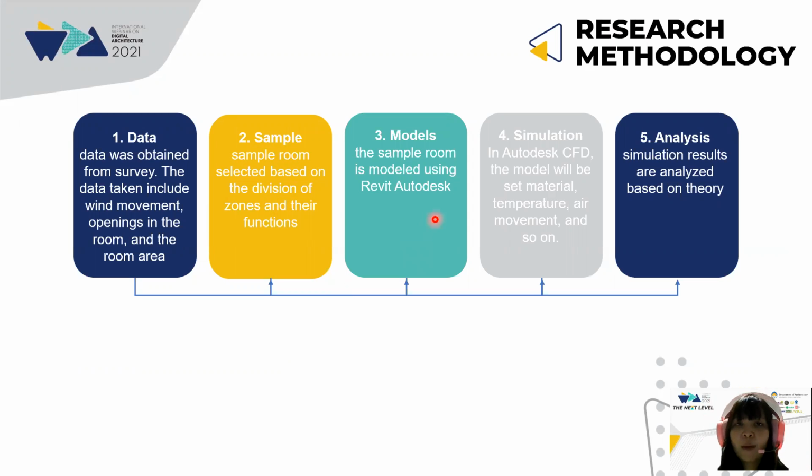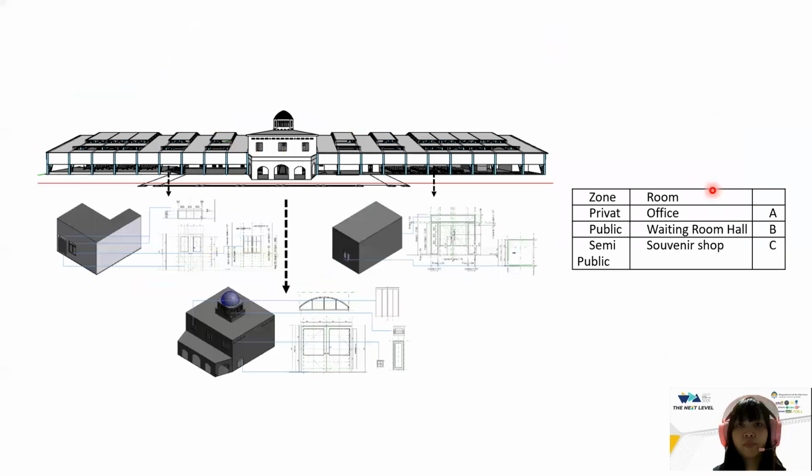And the third, models. The sample room is modeled using Autodesk Revit, and the simulation uses Autodesk software, named CFD. The model will be set with material, temperature, movement, and so on. And the last is analysis. The simulation result will be analyzed based on theory.